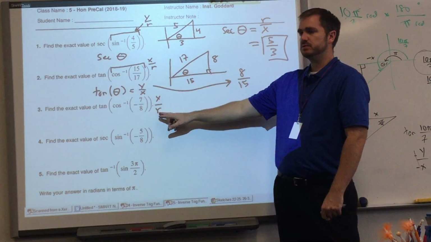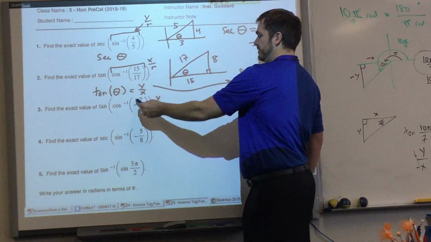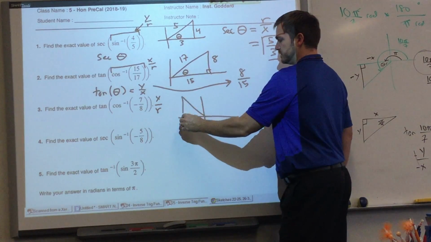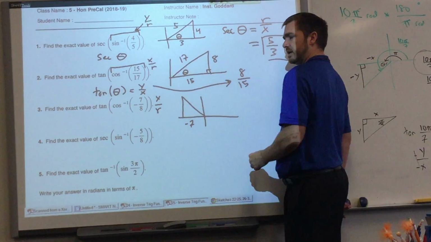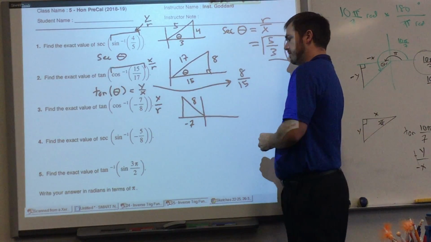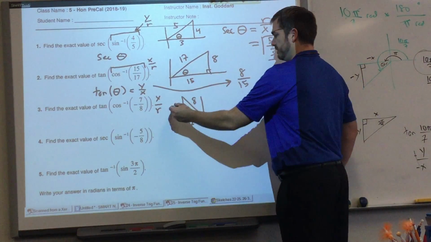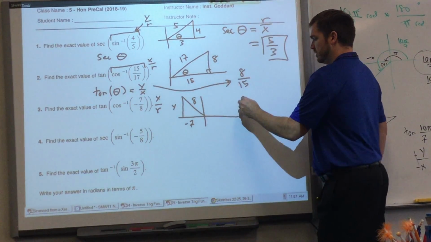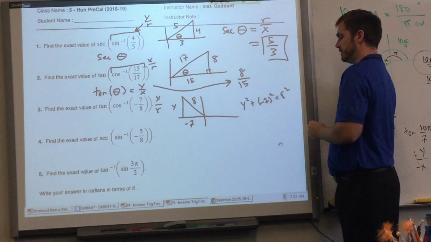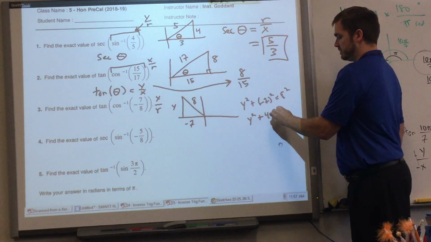Remember, once upon a time I told you that that r value can never be negative. So we have an x value of -7. That triangle is going to look like this: -7 and our value of 8. We'll have to use the Pythagorean theorem here to figure out what the y value is. So I'll write y squared plus -7 squared equals 8 squared. So y squared plus 49 equals 64.